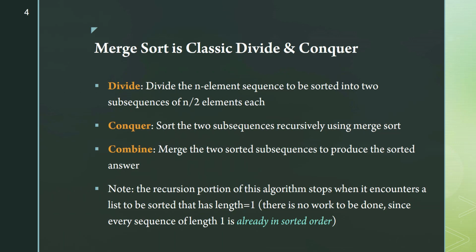MergeSort exhibits a classic divide and conquer strategy. First we divide an n-element list or sequence into two subsequences of n over 2 elements, so about half, and conquer, sort the two subsequences recursively using MergeSort. Finally combine, merge the two sorted subsequences to produce the sorted answer. Here we are assuming a base case of 1. In other words, a list that consists of one element is considered to be already sorted.